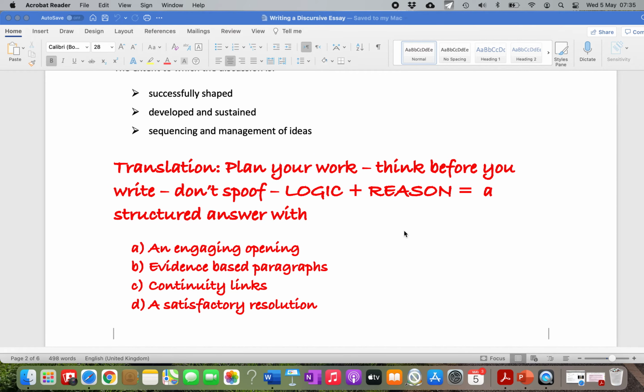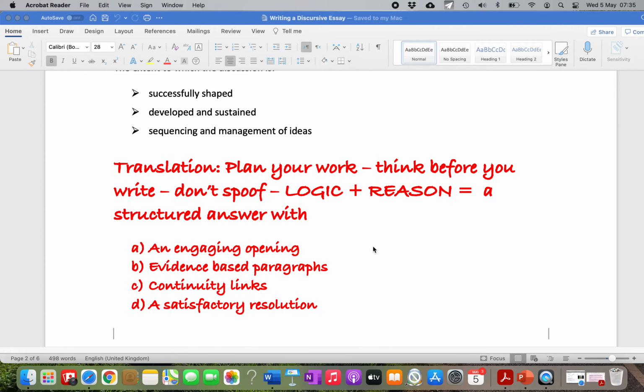There should be logic, there should be reason, there should be a structured answer, and what am I looking for? An engaging opening, evidence-based paragraphs, continuity links between the paragraphs to get a sense of flow, and a satisfactory resolution, which is not overlong, but which links back to the overall point in the essay. That's what planning is. And don't forget, as I keep on saying to you, you shouldn't be really thinking about the point you're making while you're writing.